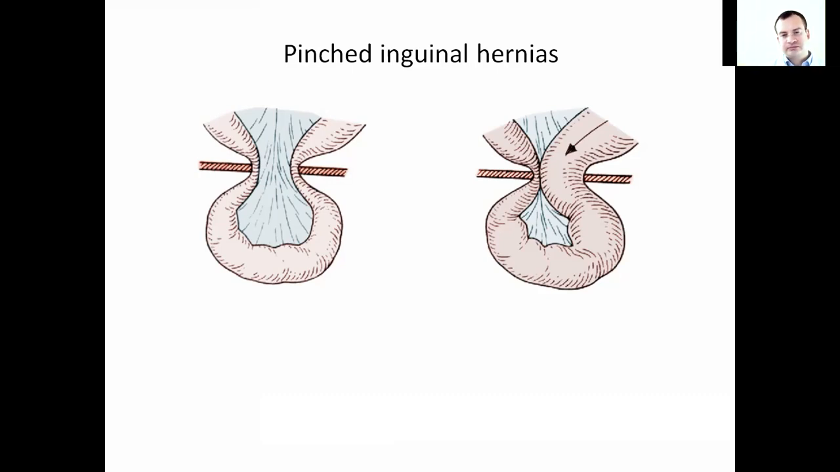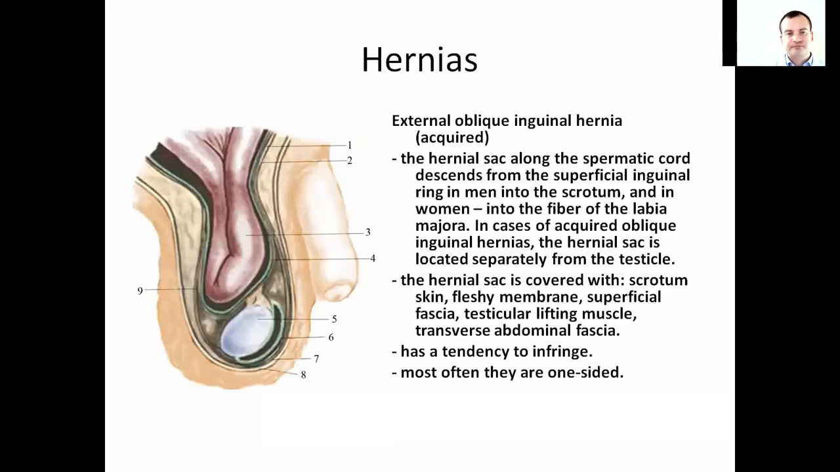On the right is pinched. External oblique inguinal hernia. The hernial sac along the spermatic cord descends from the superficial inguinal ring in men into the scrotum and in women into the fibula of the labia majora.